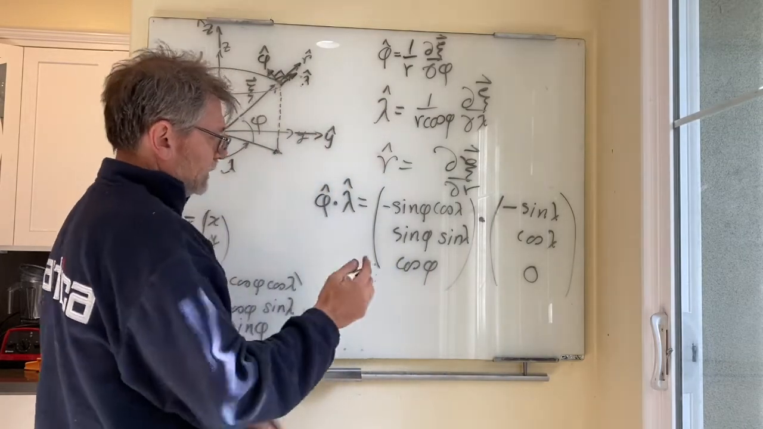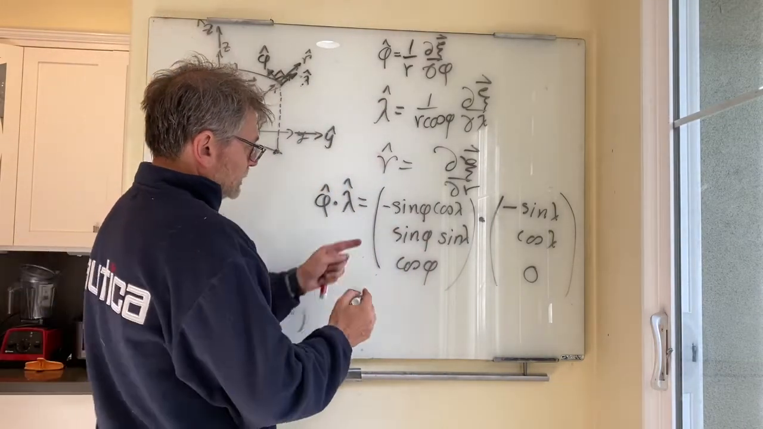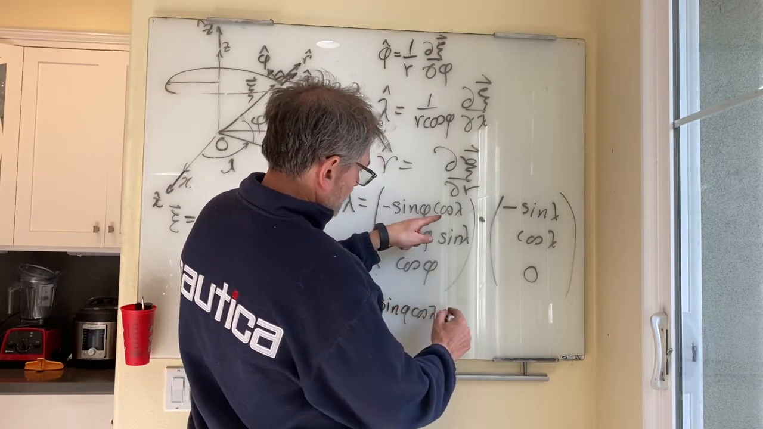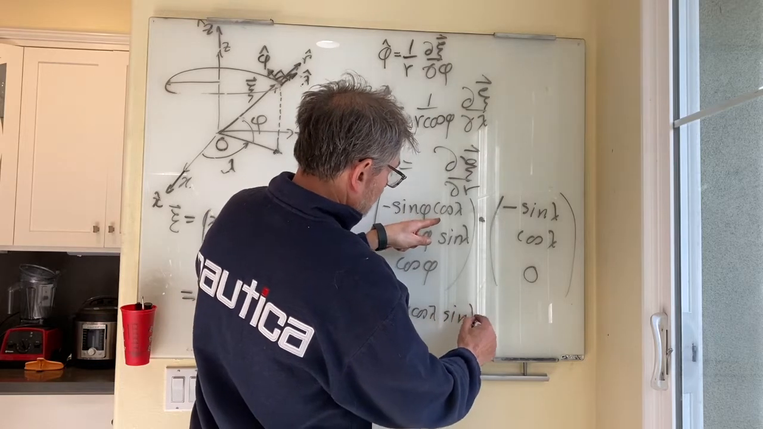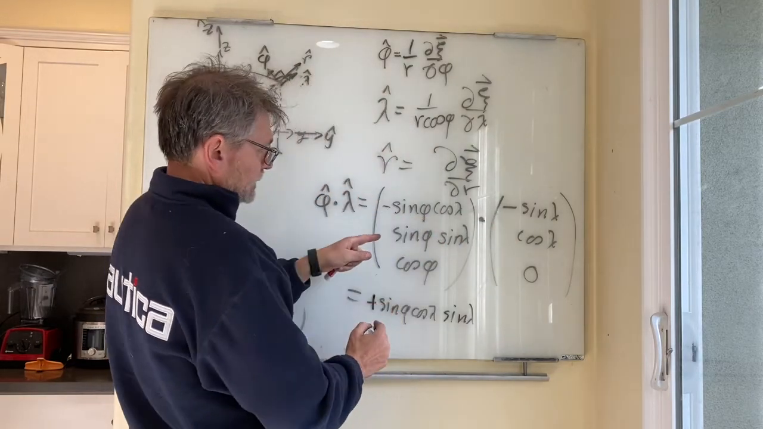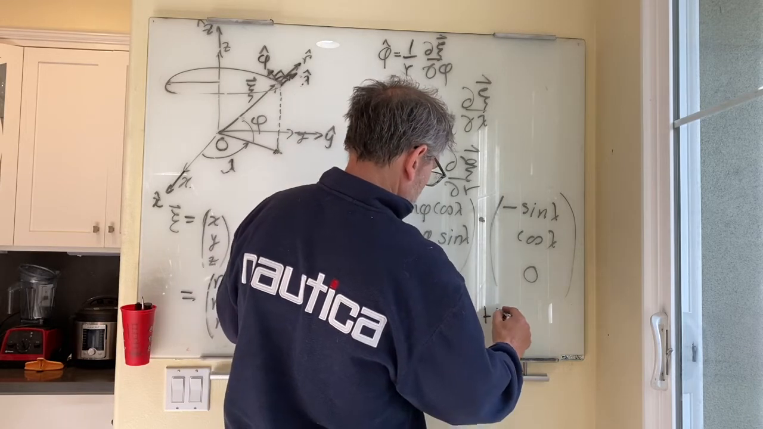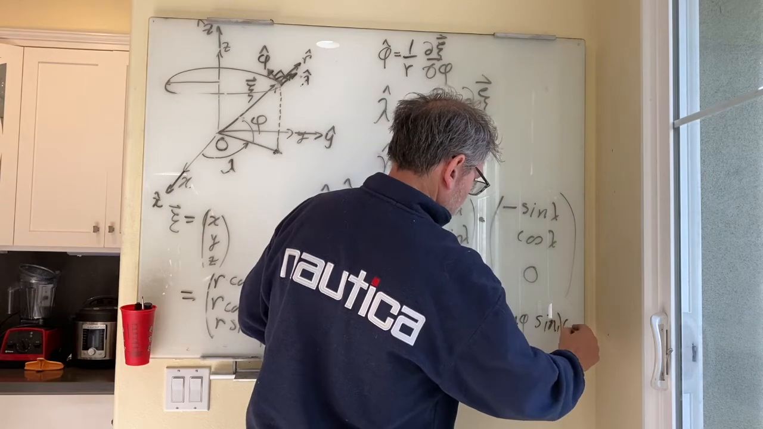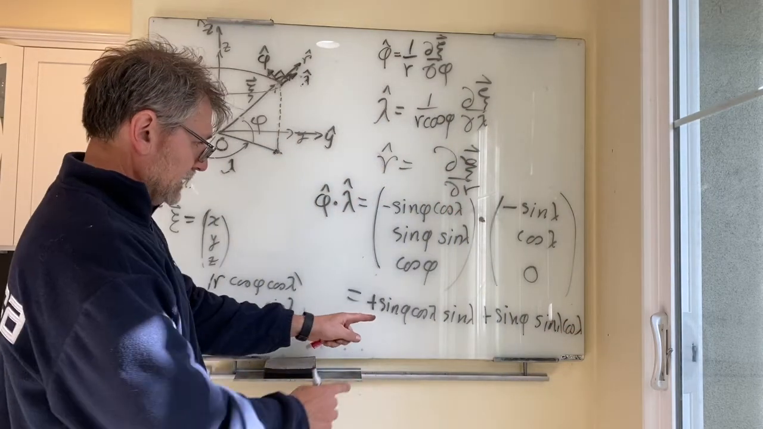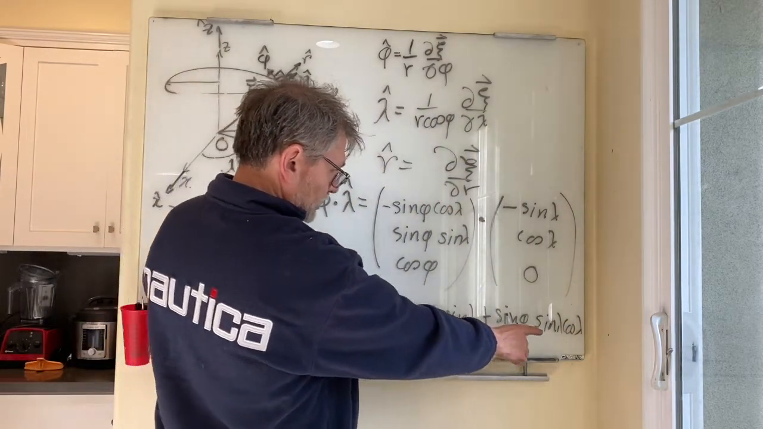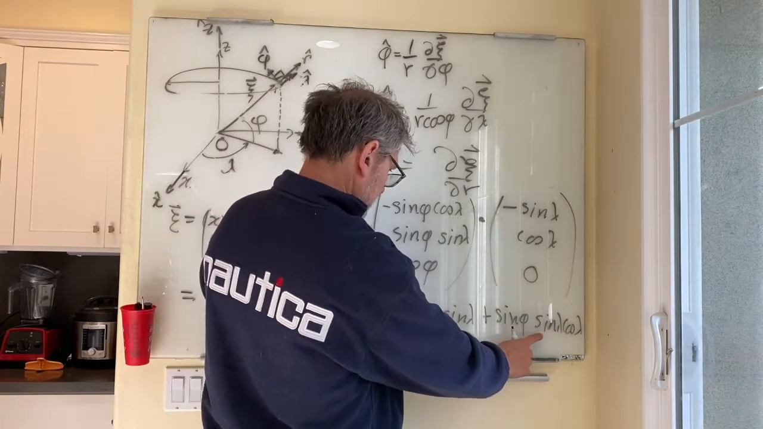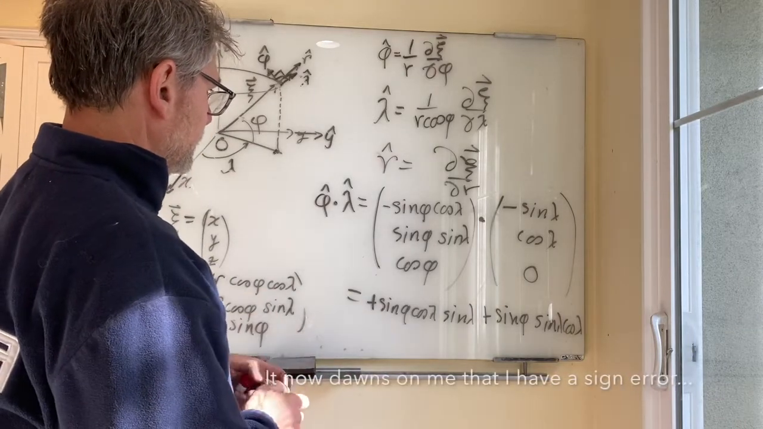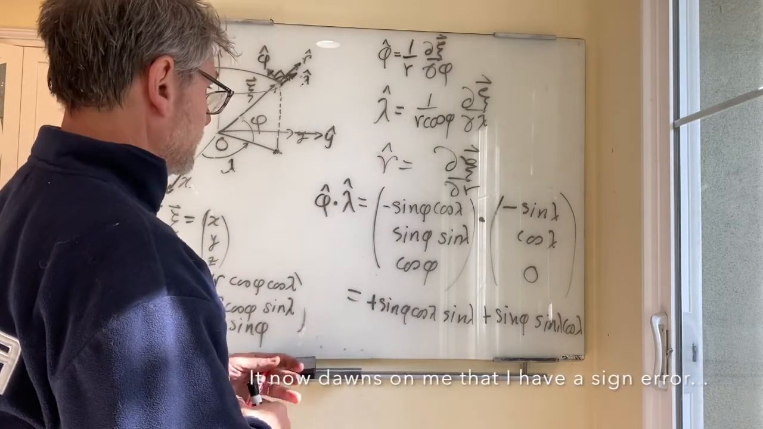Now let's multiply the terms and add. Let's do the dot product. So I get minus sine phi cosine lambda sine lambda, minus minus makes it a plus, plus the second term, plus sine phi sine lambda cosine lambda, and the sine phi is a common factor, the cosine lambda is a common factor, and the sine lambda is a common factor. Plus and plus makes it plus, it is equal to 2. It doesn't work. I screwed up. Where did I mess up?